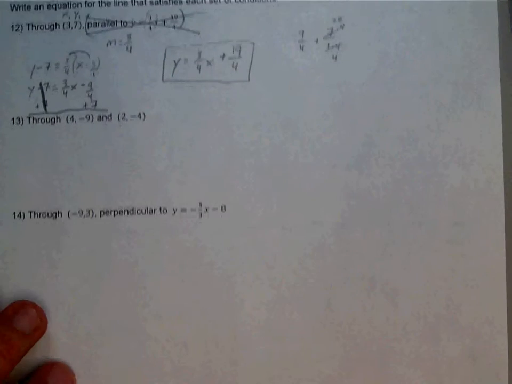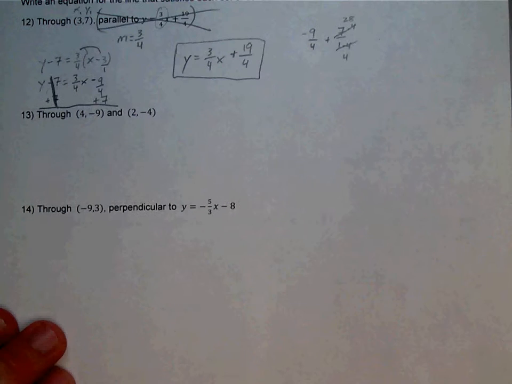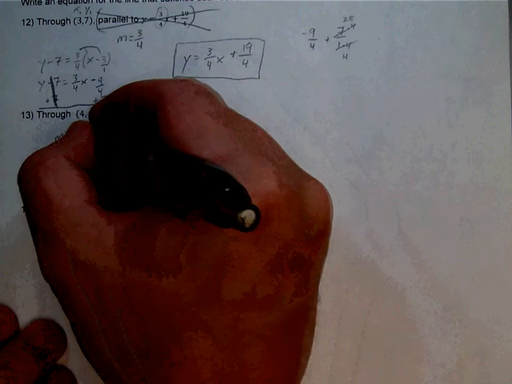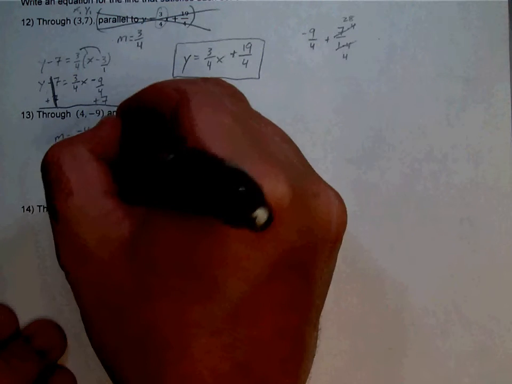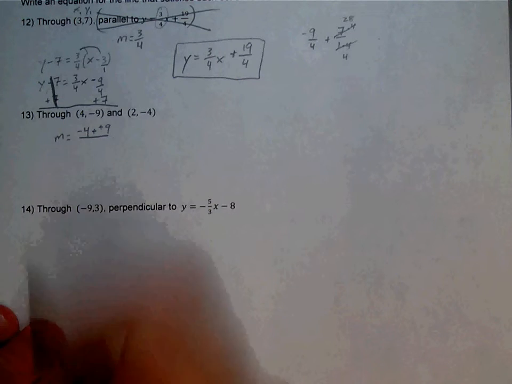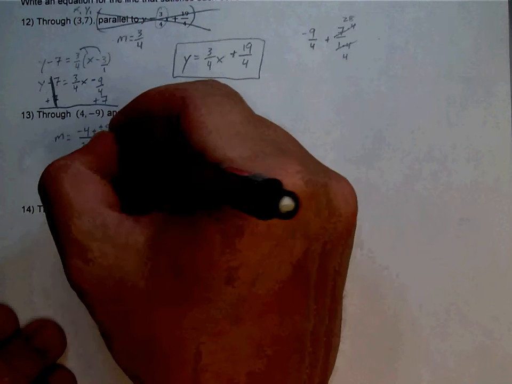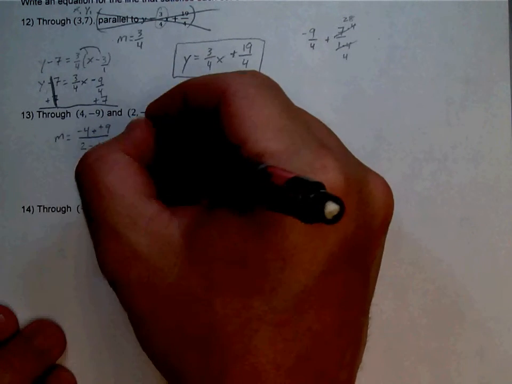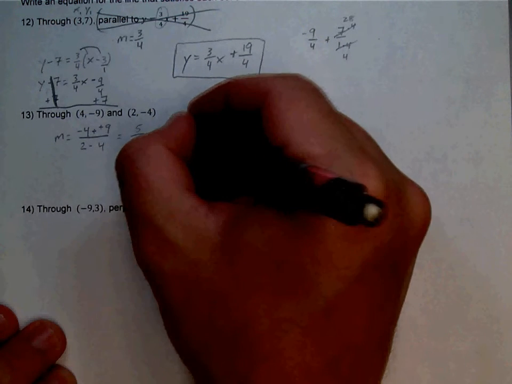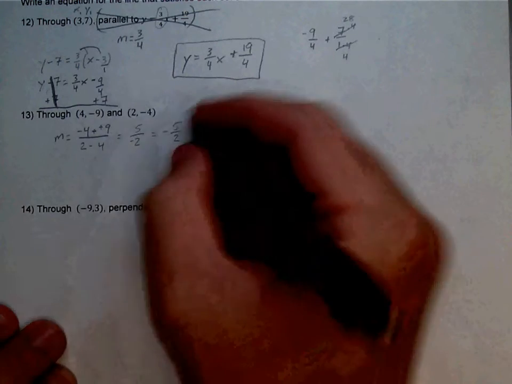And number 13. We don't know the slope. We're going to go ahead and find it first. Negative 4 minus negative 9, that's plus 9. Negative 4 plus 9 is 5. 2 minus 4 is negative 2. So I get negative 5/2 for my slope.